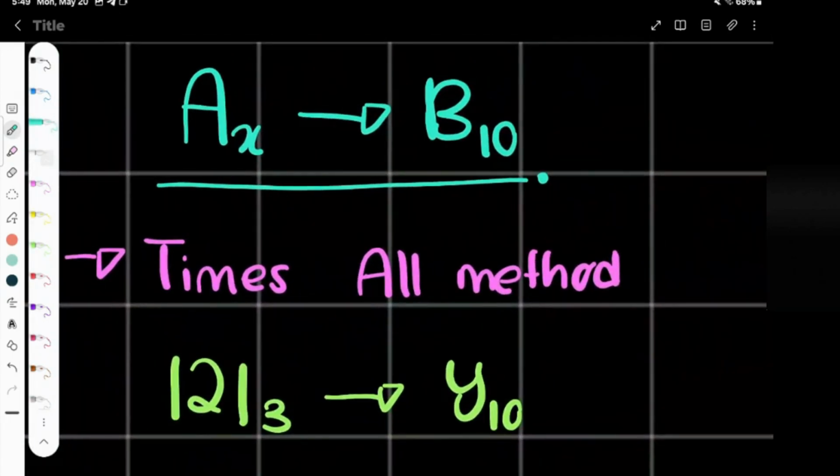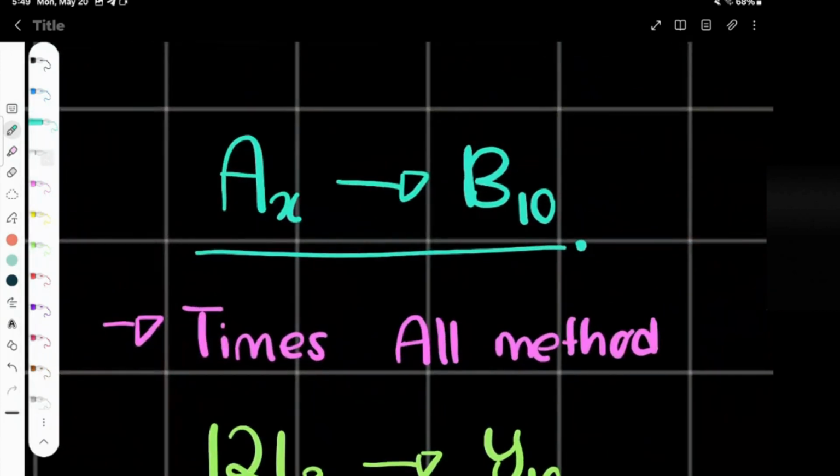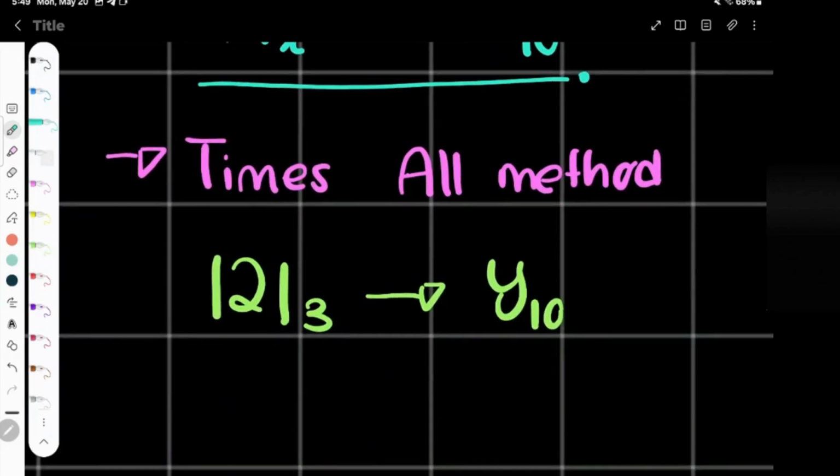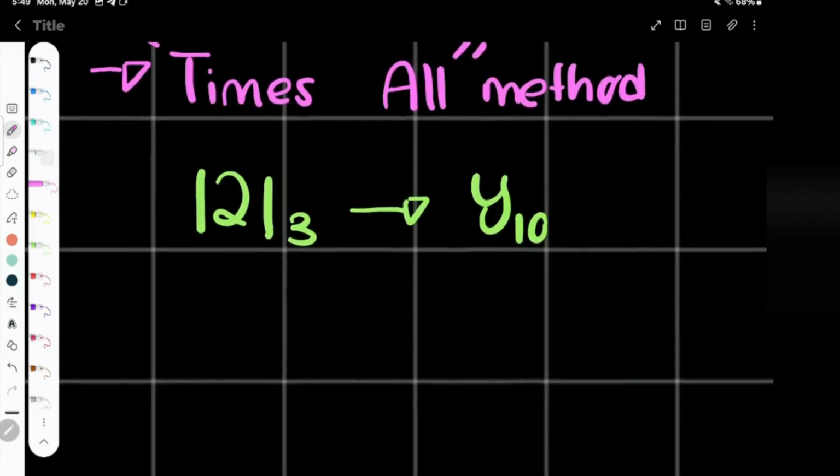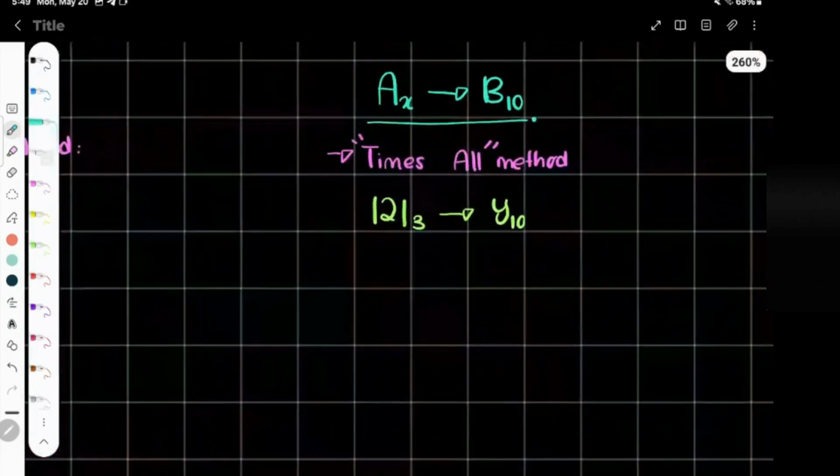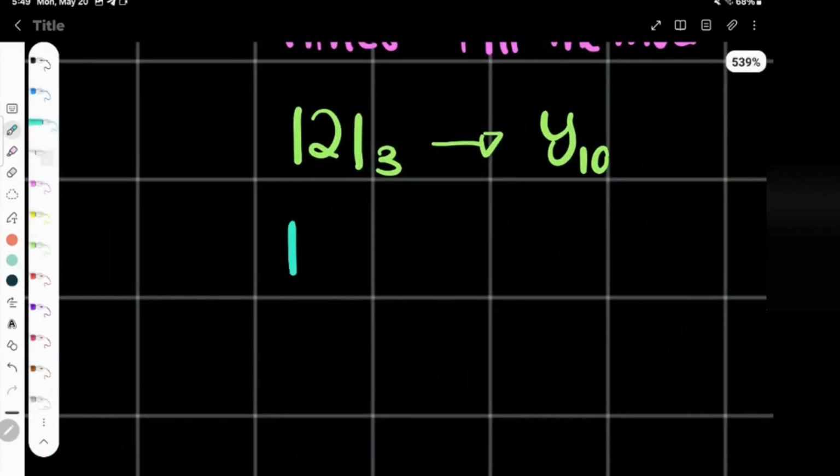The next thing that you have to remember is any number with any base that you want to turn into base 10. You have to use the method called the times-all method. Very easy actually. So let's show this example here: 1 2 1 in base 3.